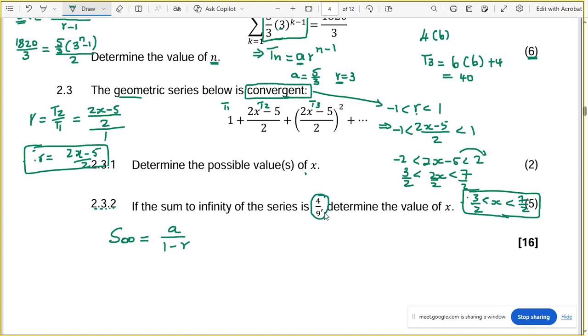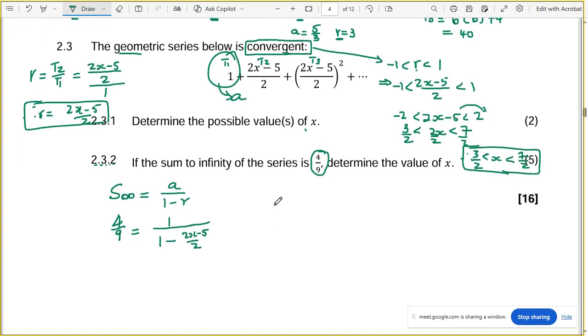So 2.3.2, they say that the sum to infinity of the series is 4 over 9. This is the sum to infinity, where I put 4 over 9. This is equal to, determine the value of x. Where there's a, what is a? A is the first term of the sequence. This is your a. So where there's a, I put 1, divided by 1 minus r. We set r as 2x minus 5 over 2. Then you solve for x.